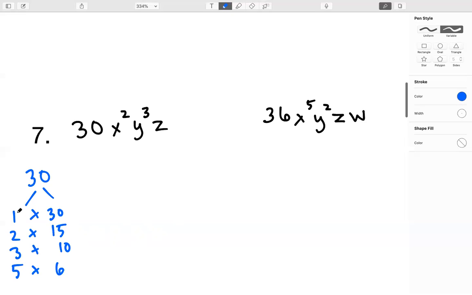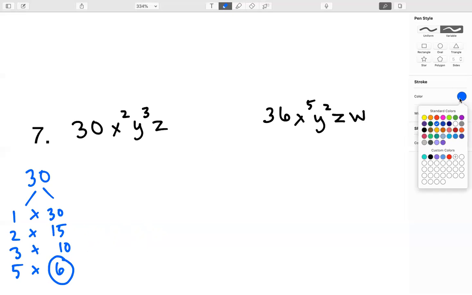Well, I can divide 36 by 1, 2, 3, not 5. I can divide 36 by 6. How about 10? No. 15? No. 30? No. So that means 6 is my GCF between 30 and 36. Well, actually I'm not going to write GCF because that's not the full GCF. It's just the GCF of the numbers. I'm going to circle it. So we found the GCF of the numbers, that's 6.